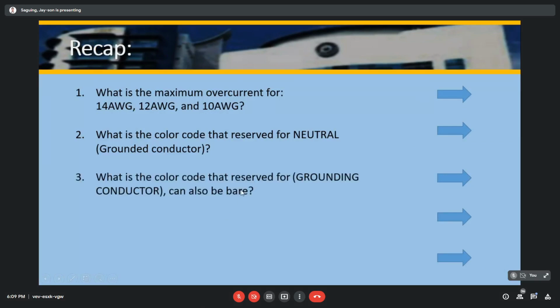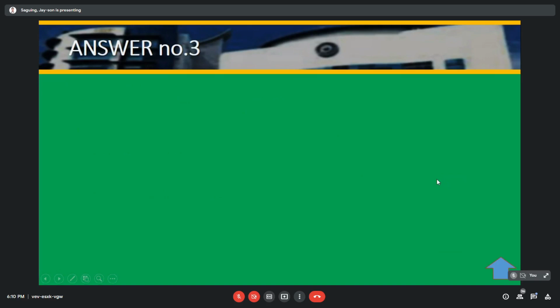For number 3, what is the color code that is reserved for the grounding conductor, which can also be bare? Okay, Kim. Green. So correct. Green is the answer.